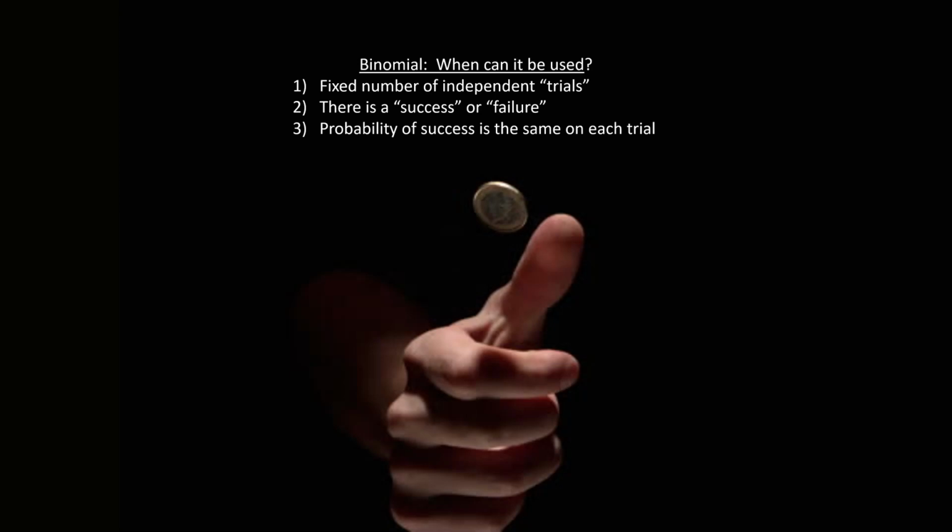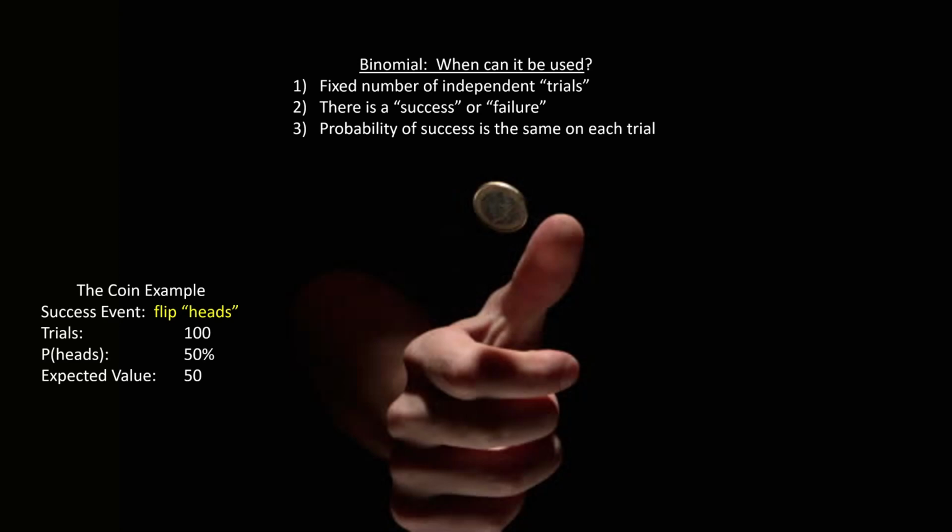So if those assumptions are true, and we can apply those in the real world, then we can use this distribution. And here's a quick example of how it works. A coin flip is probably the easiest example to understand. We flip the coin, it can either come up heads or tails. So we call one of those success and we call the other one failure. Let's assume heads is success.